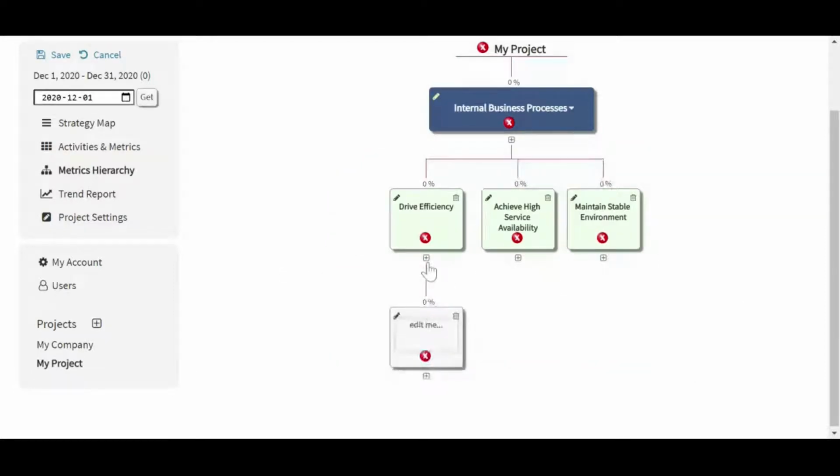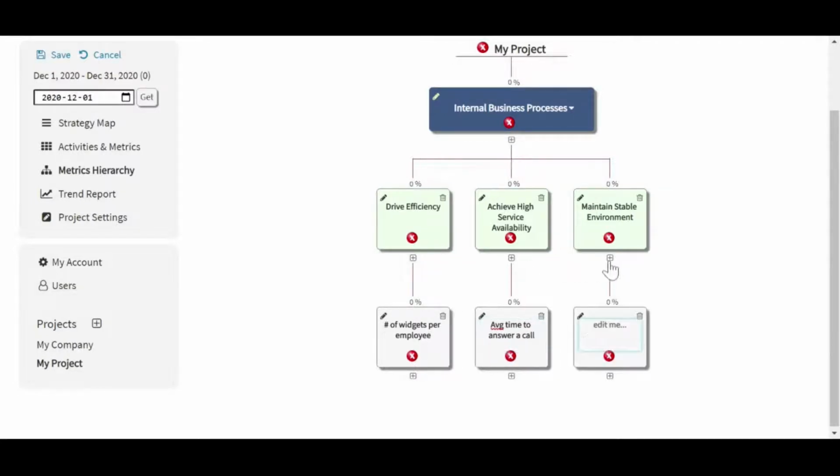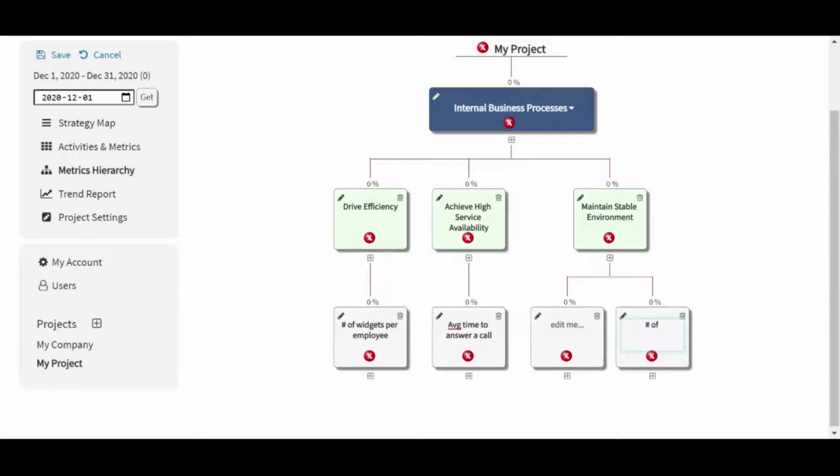Now, the next level is the operational level. And here we can put up any operational metrics, such as the number of widgets that were manufactured per person. For a call center, it would be the number of calls answered, or the average time to take a call. Some of the risk management metrics that can be selected would be the number of days it takes to resolve an audit issue, or the number of audit issues or compliance issues past due.